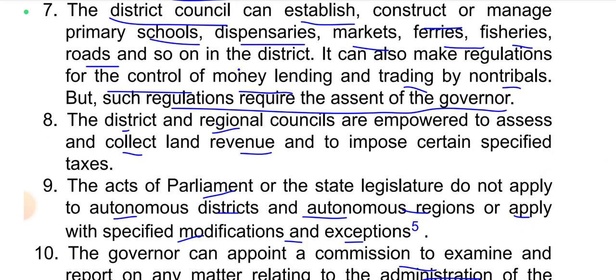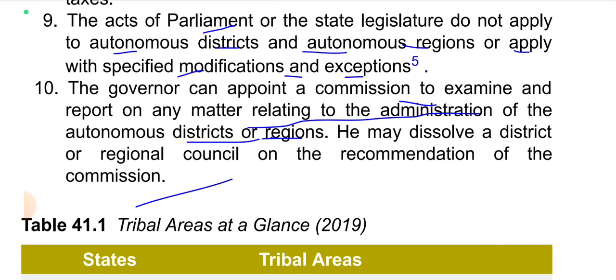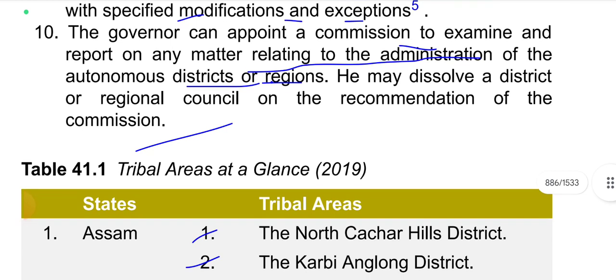The district council can establish, construct or manage primary schools, dispensaries, markets, ferries, fisheries, roads and so on in the district. It can also make regulations for the control of money lending and trading by non-tribals, but such regulations require the assent of the governor. The district and regional councils are empowered to assess and collect land revenue and to impose certain specified taxes. The acts of parliament or the state legislature do not apply to autonomous districts and autonomous regions or apply with specified modifications and exceptions. The governor can appoint a commission to examine and report on any matter relating to the administration of the autonomous districts or regions.